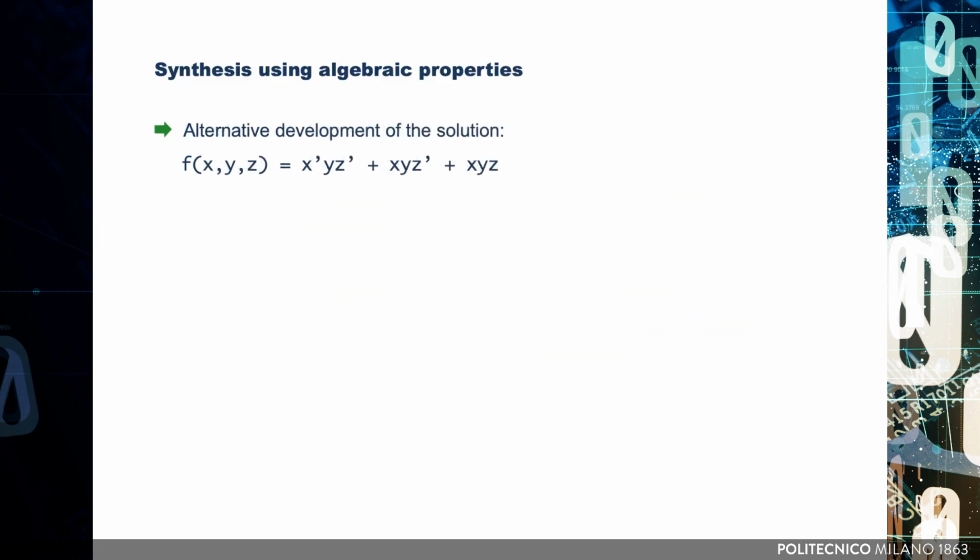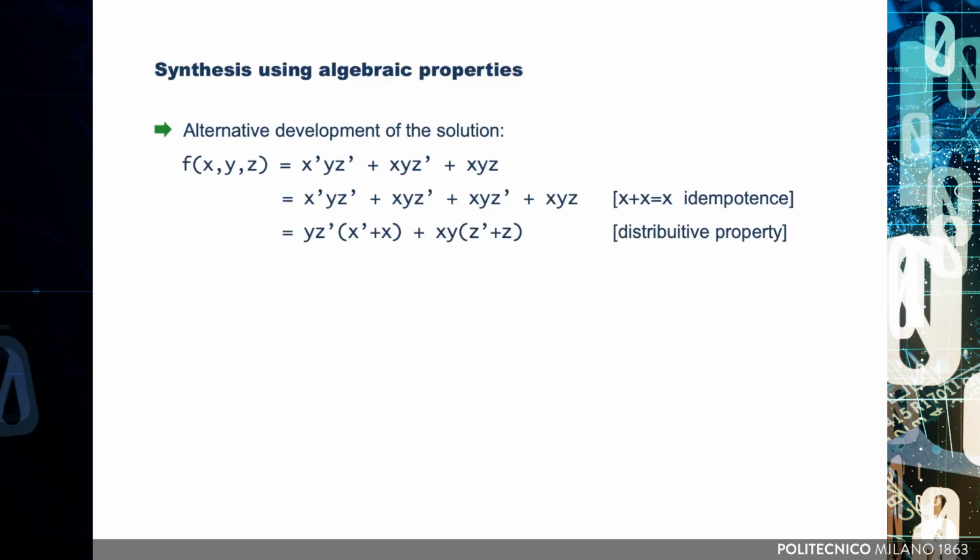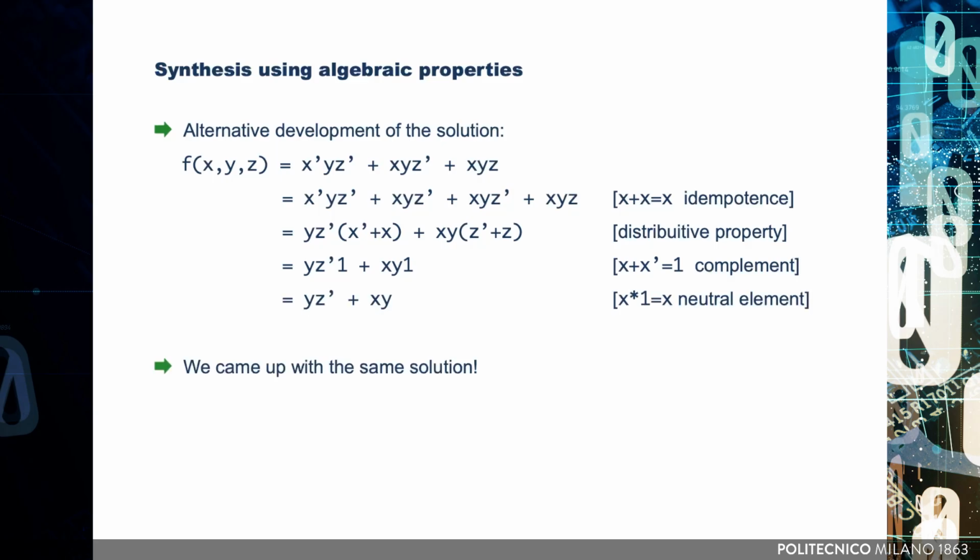Let's redo the exercise. This time we apply the idempotence property, the distributive property. Then we remind that x or not x is equal to 1, and we consider that 1 is the neutral element for the logical product. As we can see, we arrived at the same solution through a different procedure, applying a different sequence of transformations, once again selected by intuition.